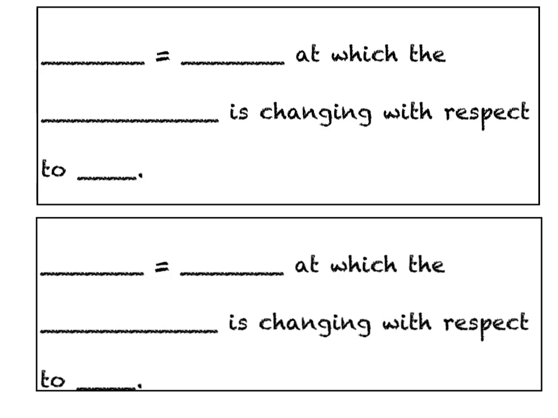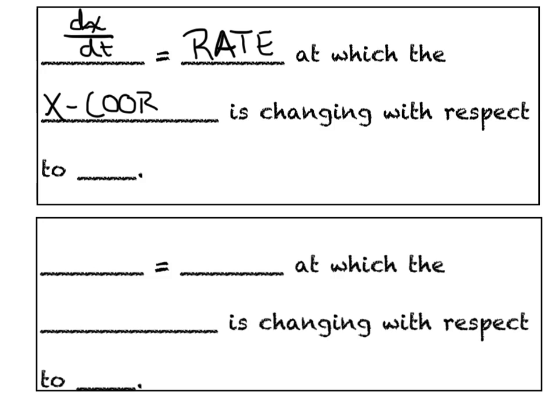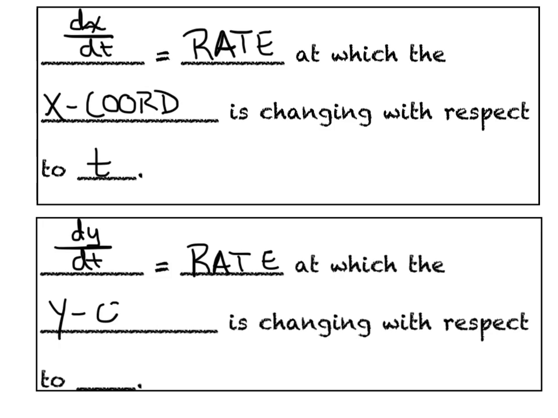Now, with regards to what you need to know new today, these are the two most important definitions, and they're very simple. First of all, what is dx/dt, what does it measure, and how do we describe it? dx/dt is the rate at which, you ever get the feeling that the word rate's pretty important? It's the rate at which the x-coordinate is changing with respect to time. And similarly, dy/dt is the rate at which the y-coordinate is changing with respect to time.